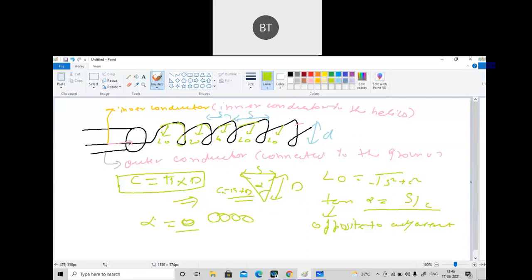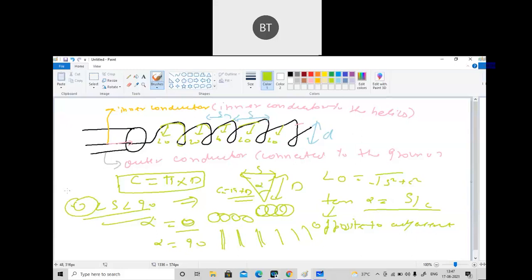If alpha becomes 0, it is like a loop. If you put alpha as 90, then the spacing will become infinite. So for a helical antenna, we always have to keep alpha between 0 and 90 degrees. If you put the value of alpha as 0, it will become like a loop, so no distance will be there between the turns, and if alpha is 90, it will become infinite.